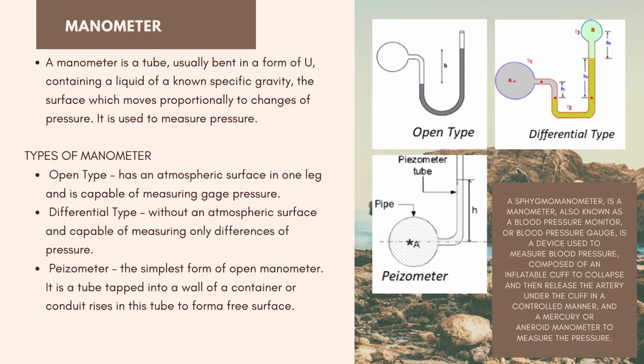So yun, manometer. Manometer is a tube usually bent in the form of a U containing a liquid of known specific gravity, the surface of which moves proportionally to changes of pressure. It is used to measure pressure. So dito, class, sa mga figure sa right side, makikita niyo din yung different types of manometer. So una, open type has an atmospheric pressure in one leg and is capable of measuring gauge pressure. So, yun, class, open type. So, bukas yung kabilang side niya.